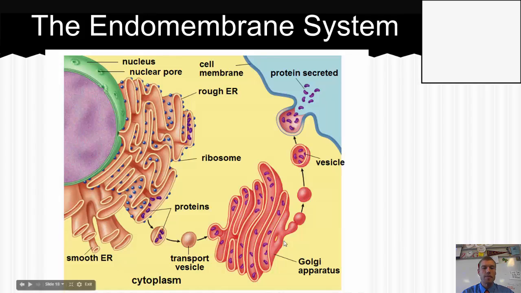So here's a wrap-up of the endomembrane system. We've got the nucleus sending out things to the rough ER, which is then going to, through vesicles, send to the Golgi apparatus. The Golgi apparatus then sends vesicles to the plasma membrane, which is then going to be released out into the extracellular space.